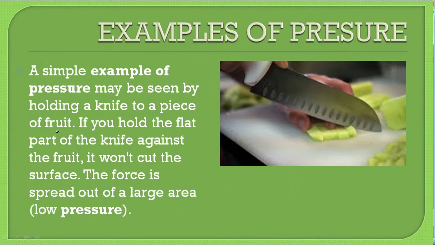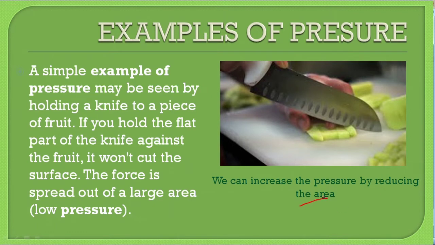If you want to cut a fruit, you can't cut with the blunt side. Why? Because the area is more, that means the pressure will be less. But to cut, we need more pressure. To get more pressure, it has to be sharpened. Sharpened means the area will be less. Area less means what will happen? The pressure will be more, so we can cut this fruit easily. You can see here we can increase the pressure by reducing the area.